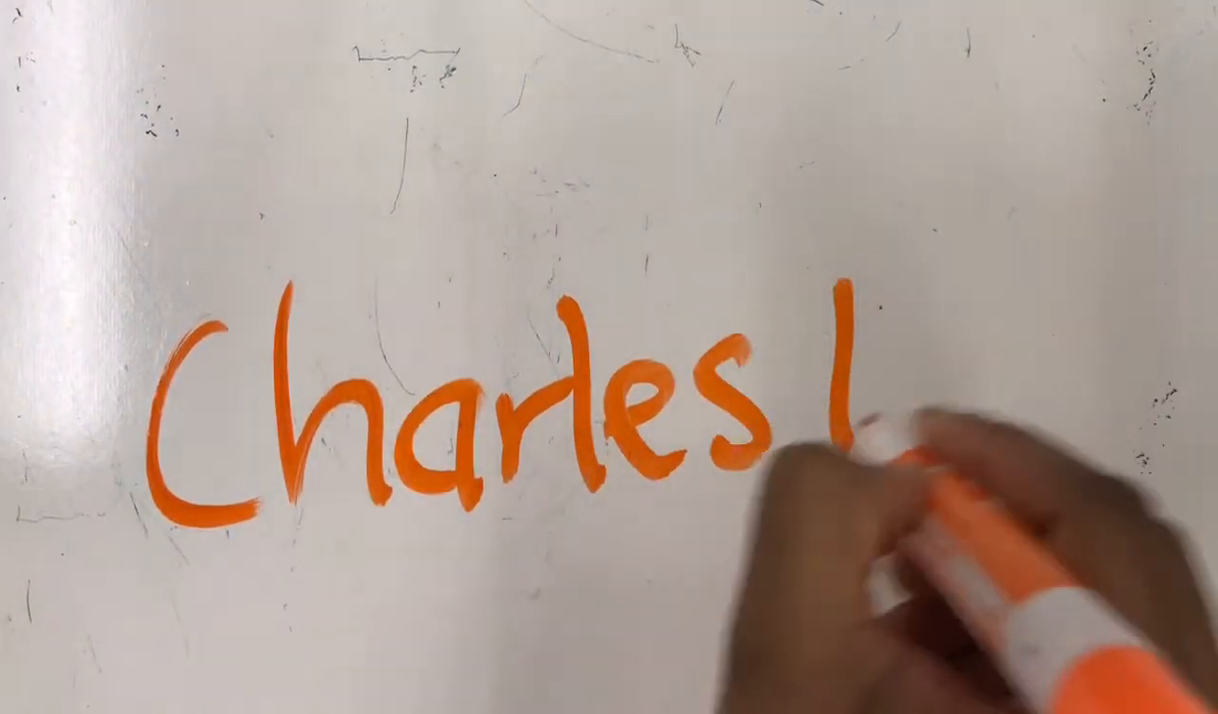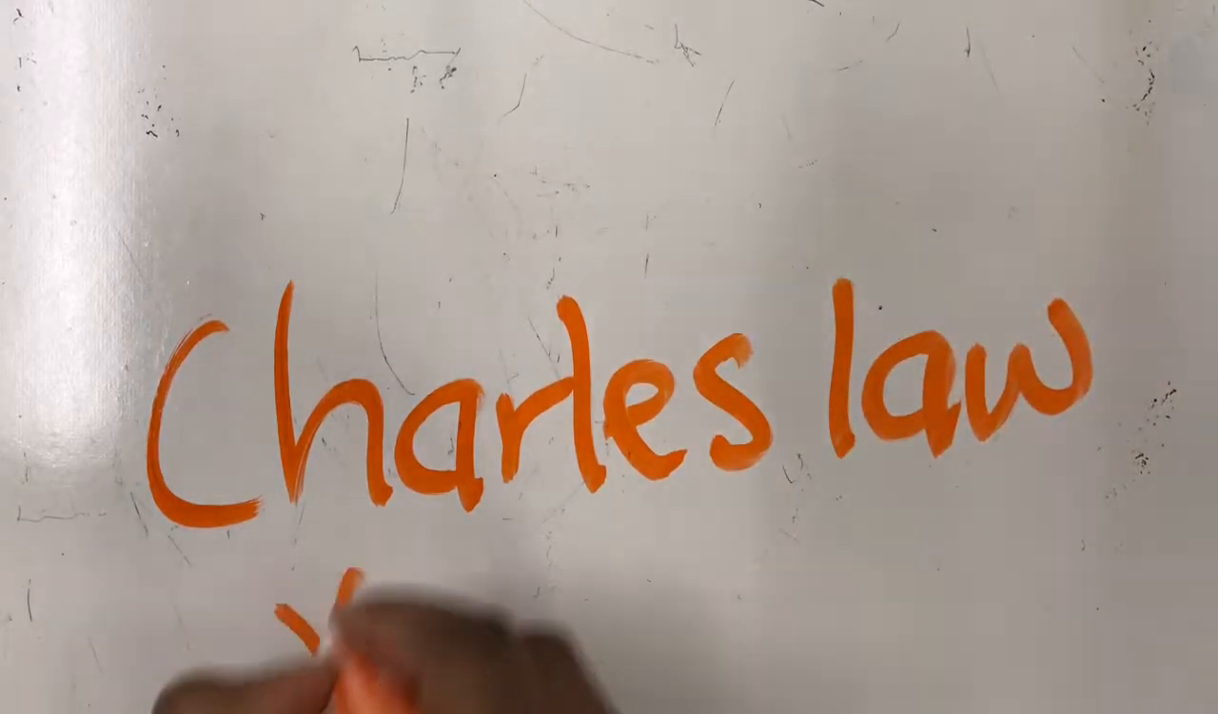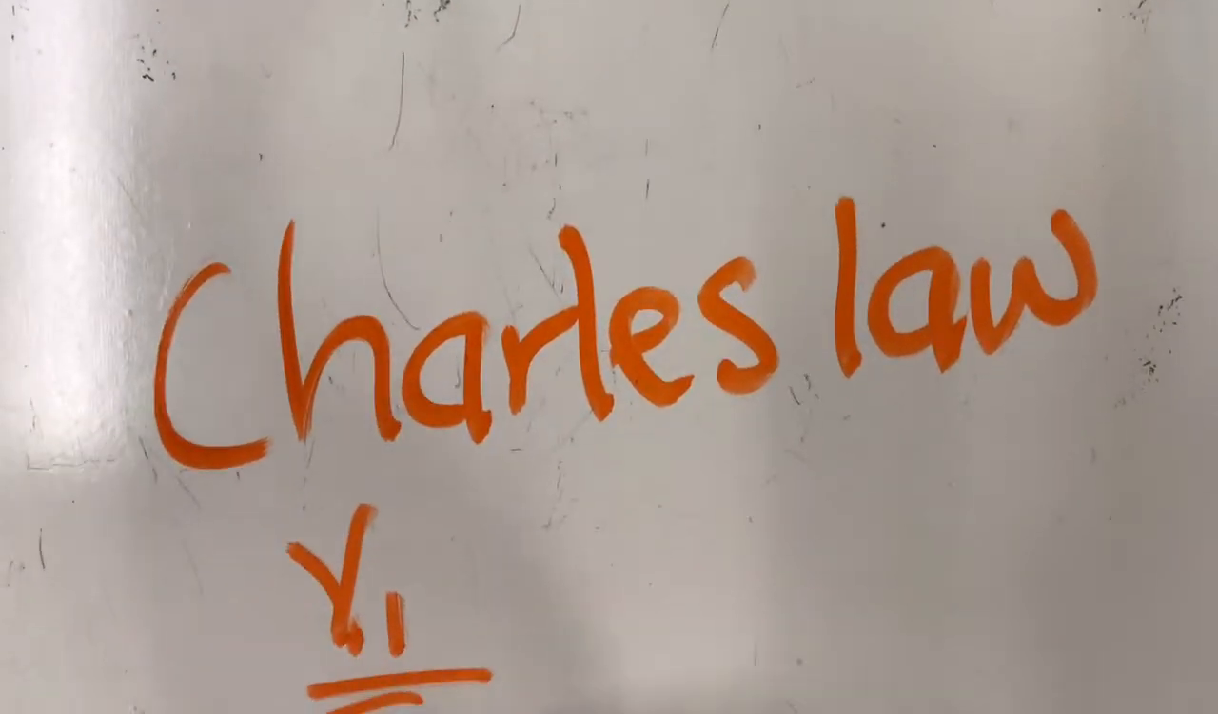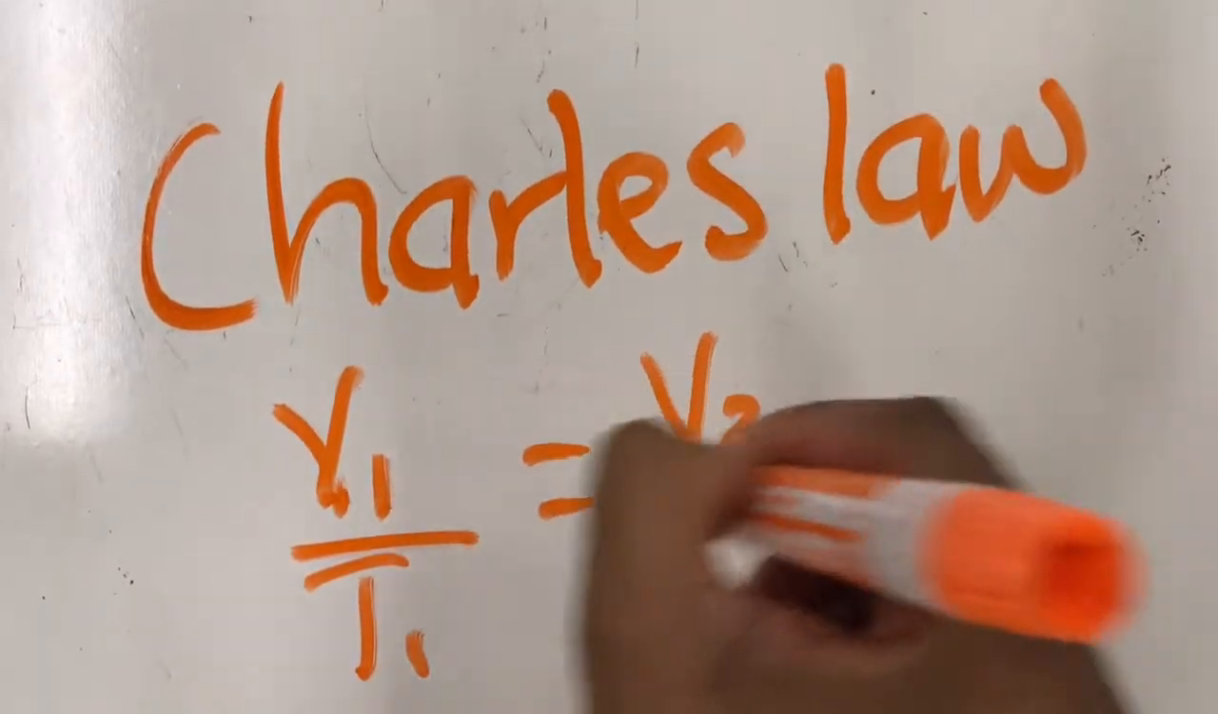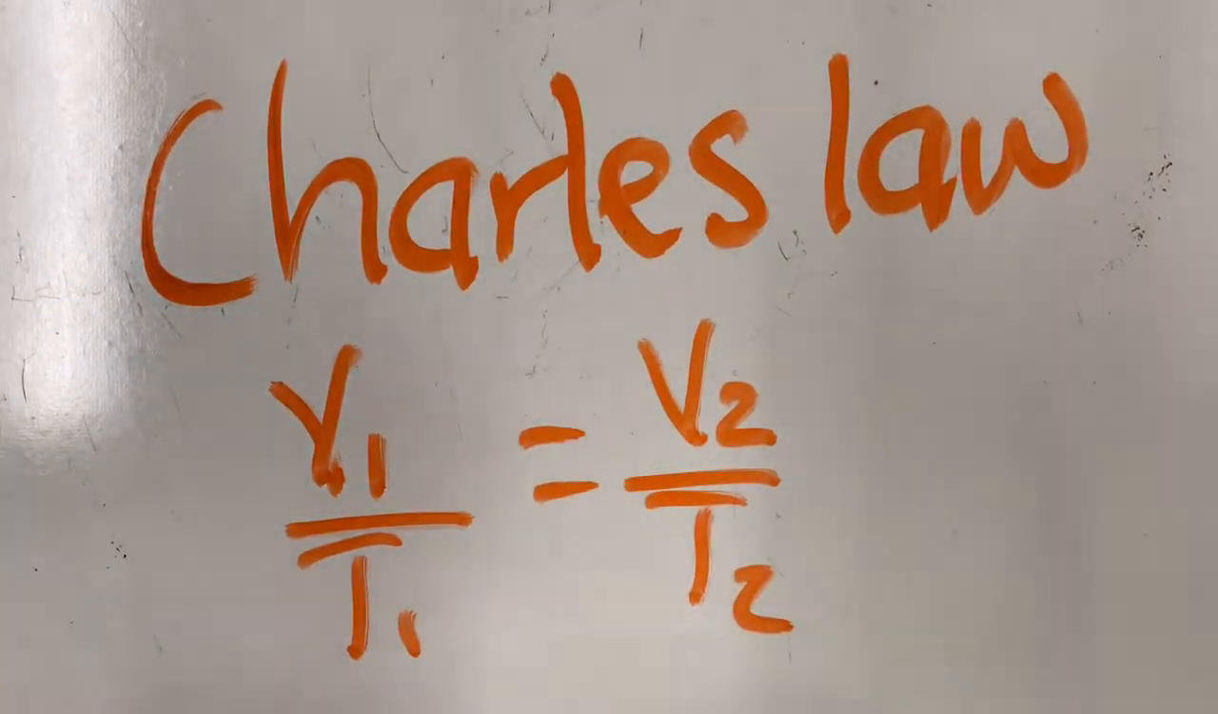We can see Charles' law in the experiment between liquid nitrogen and balloons. Charles' law is represented by the equation V1 over T1 equals V2 over T2.